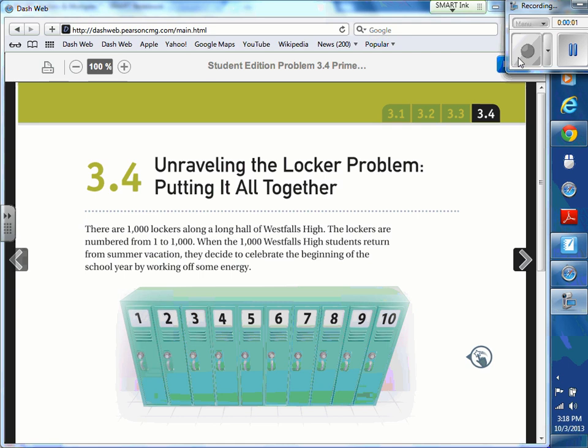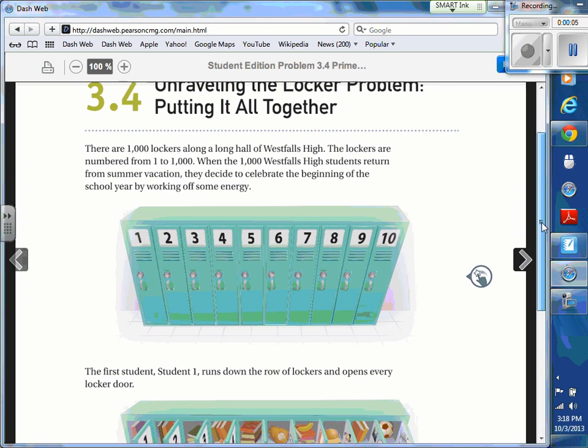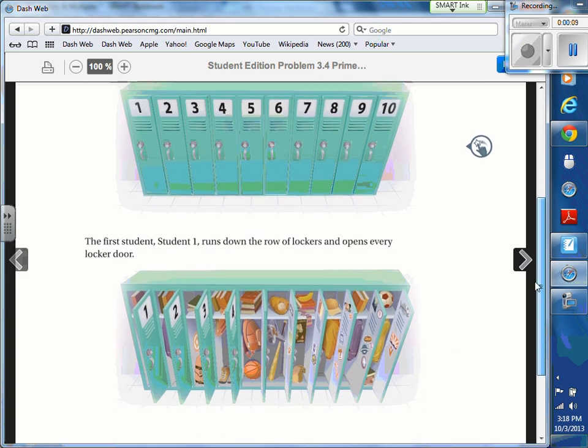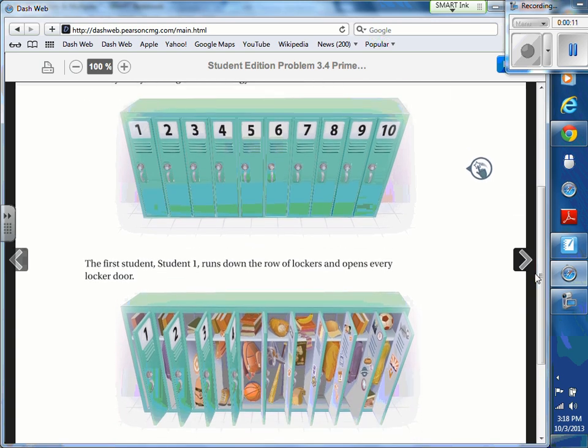Sure, we're just going to talk about the locker problem. Like Isabel said, every student is going to change the state of the locker that matches their number. If they're the third student, they're going to go to the third, sixth, ninth, 12th, 15th, and so on, and change the state. So, what do you think that means, Carson? Means, like, if the locker was open, they would close it. Exactly.